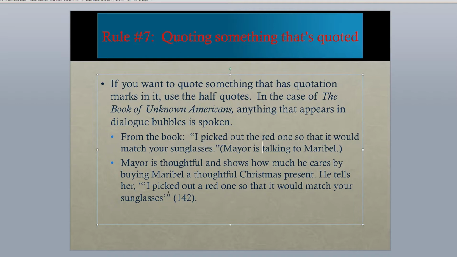What I have to do is indicate with 3 quotation marks here. You use the regular double quotation marks and then you use an apostrophe, to show that this is a quote within a quote. It might read something like this. Notice these are my words, and where you have the actual quote appears the single quotation marks around it. Mayor is thoughtful and shows how much he cares by buying Maribel a thoughtful Christmas present. He tells her, quote, "I picked out a red one so that it would match your sunglasses." Again, notice there's 3 before I end, no end punctuation, page number, then the punctuation.